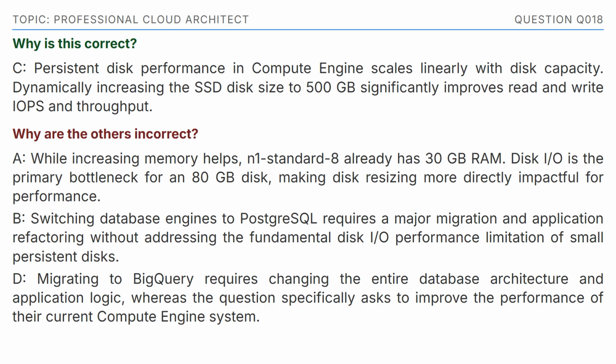A. While increasing memory helps, N1 Standard 8 already has 30 GB RAM. Disk I/O is the primary bottleneck for an 80 GB disk, making disk resizing more directly impactful for performance. B. Switching database engines to PostgreSQL requires a major migration and application refactoring without addressing the fundamental disk I/O performance limitation of small persistent disks. D. Migrating to BigQuery requires changing the entire database architecture and application logic, whereas the question specifically asks to improve the performance of their current Compute Engine system.